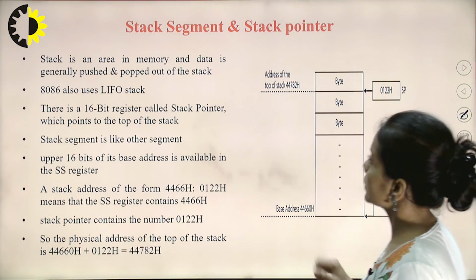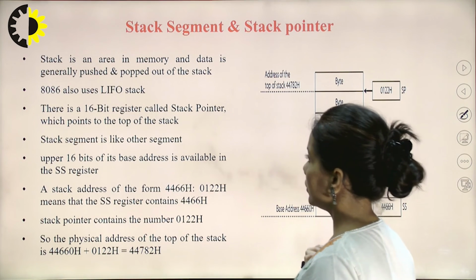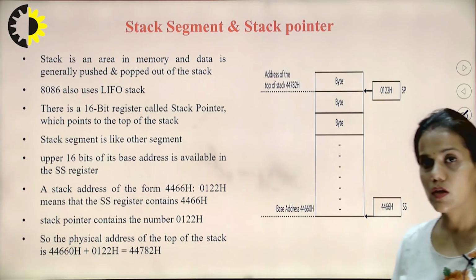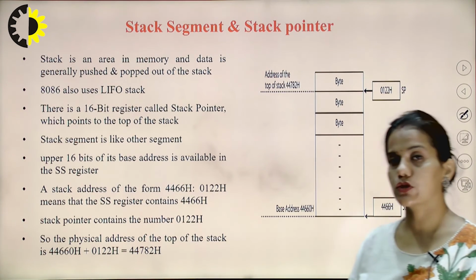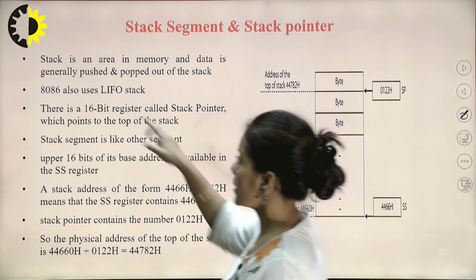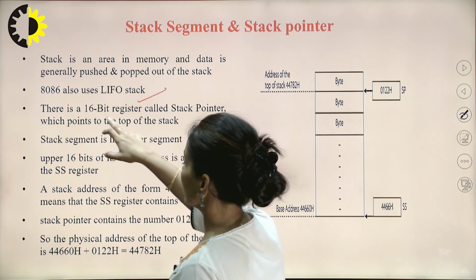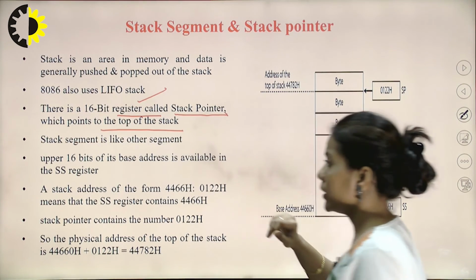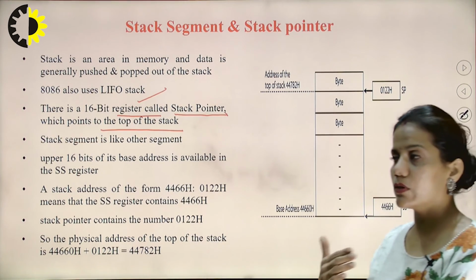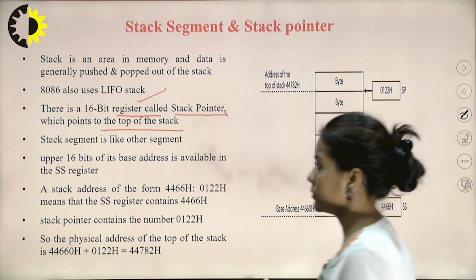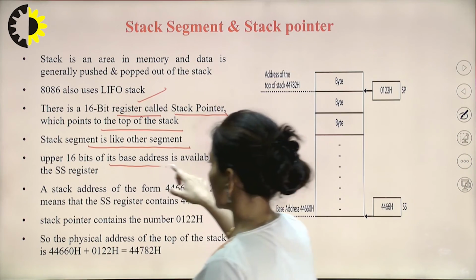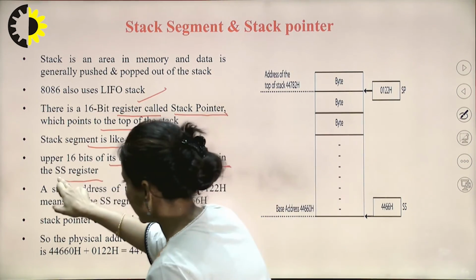Similar is the case for the stack segment and stack pointer. The stack is an area in memory, and the operations performed on it are push and pop. It works in a last in, first out manner. There is a 16-bit register called the stack pointer which points to the top of the stack, and the base pointer points to any random location within the stack. The stack segment is like any other segment. The upper 16 bits of its base address are available in the stack segment register.